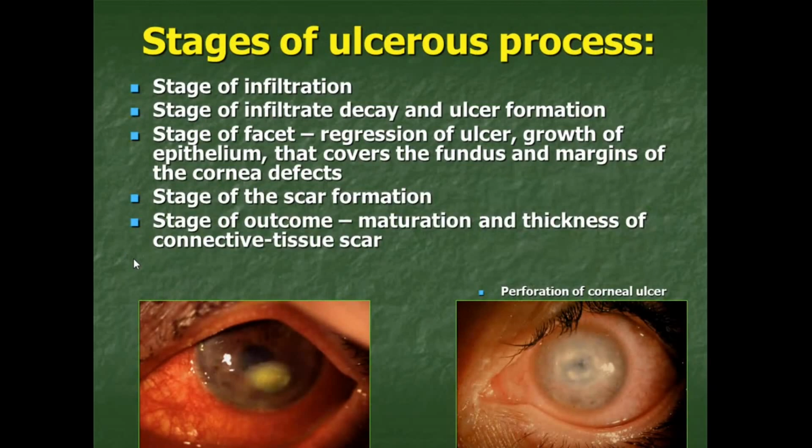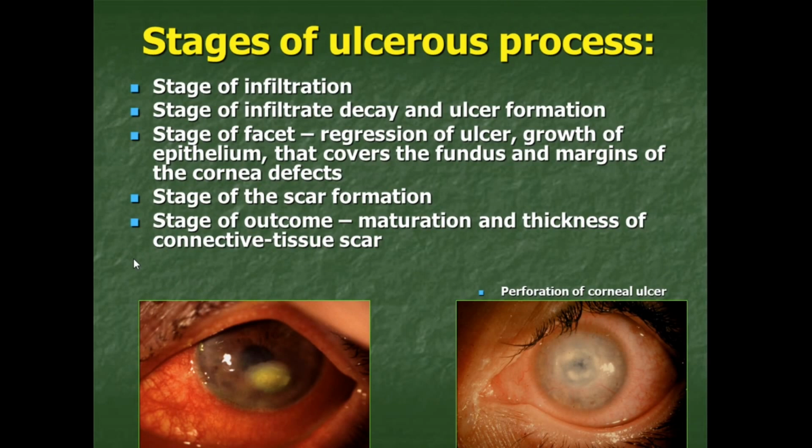There are some stages of the ulcerative process in the cornea. Stage of infiltration, stage of infiltrate decay and ulcer formation, stage of regression of the ulcer with growth of epithelium that covers the fundus and the margins of the corneal defect, stage of scar formation, stage of outcome, maturation and thickness of the connective tissue scar.